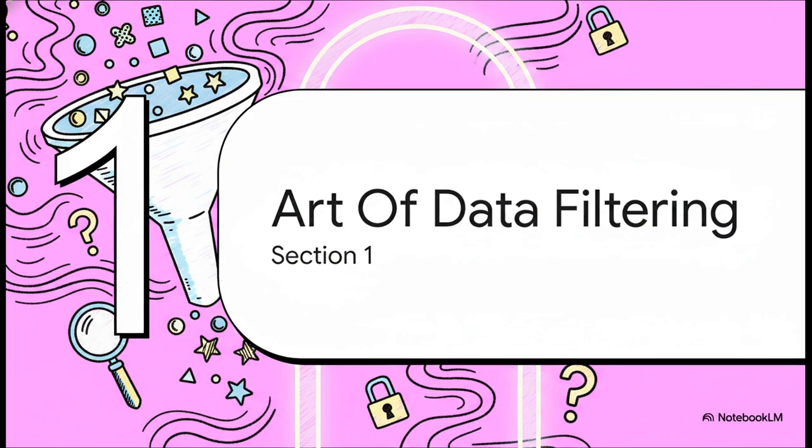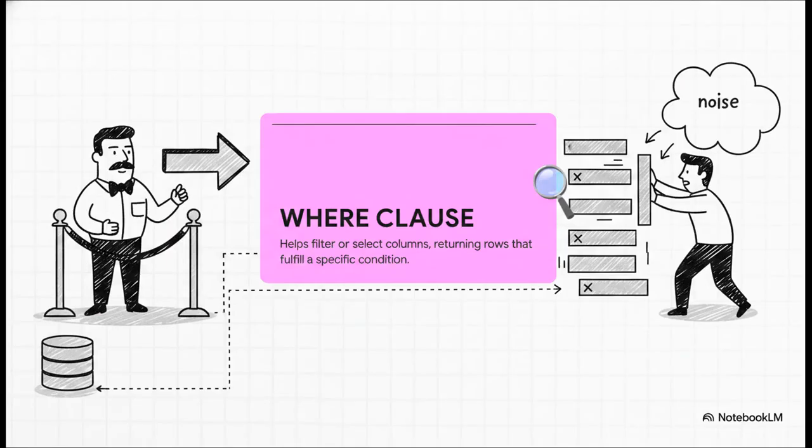The art of data filtering. So, the absolutely crucial thing to grasp right off the bat is that the WHERE clause is literally your first line of defense. As the original notes point out, it helps filter or select actual columns, but here's the real kicker. It only returns rows that fulfill a certain condition. Think of it like a strict bouncer at the door of your dataset. It lets you specify exactly which rows of data get to come inside, keeping all that extra noise out.